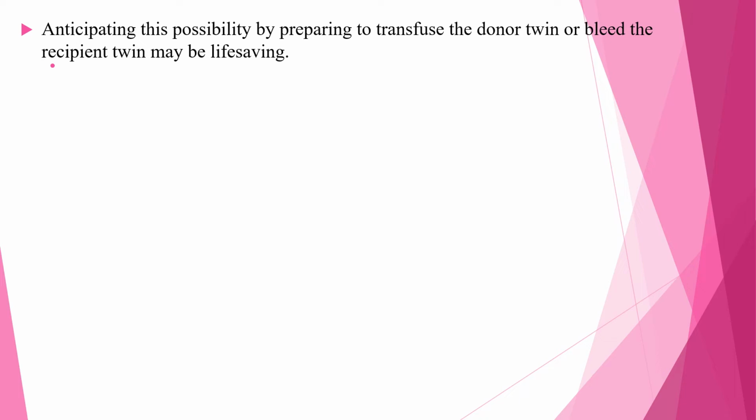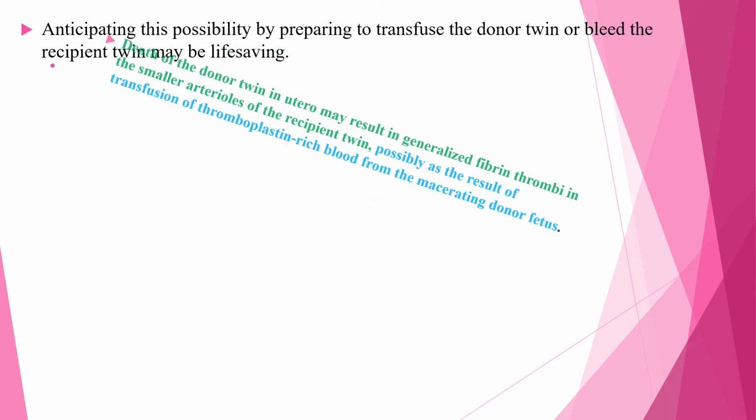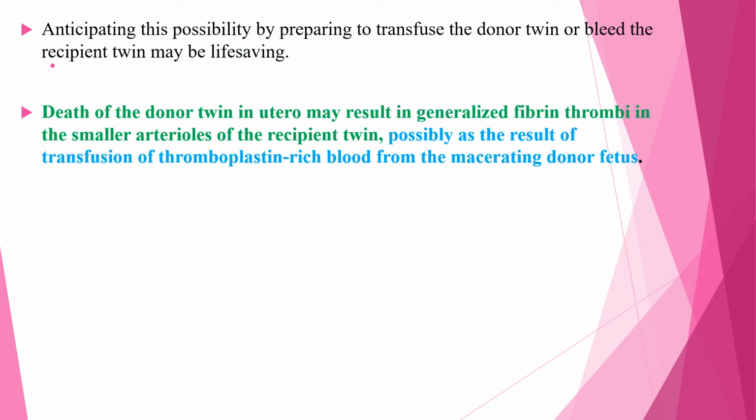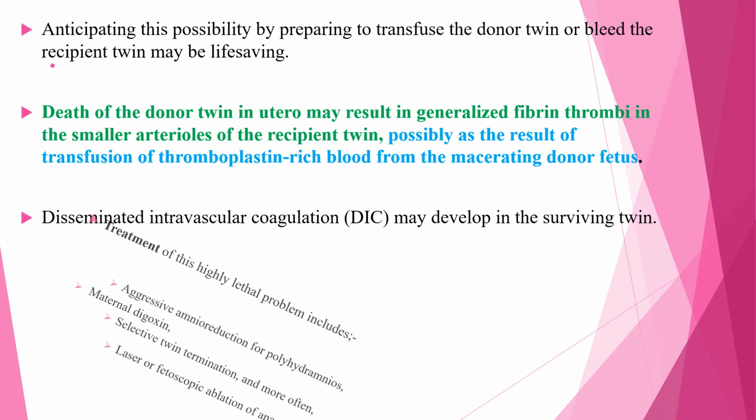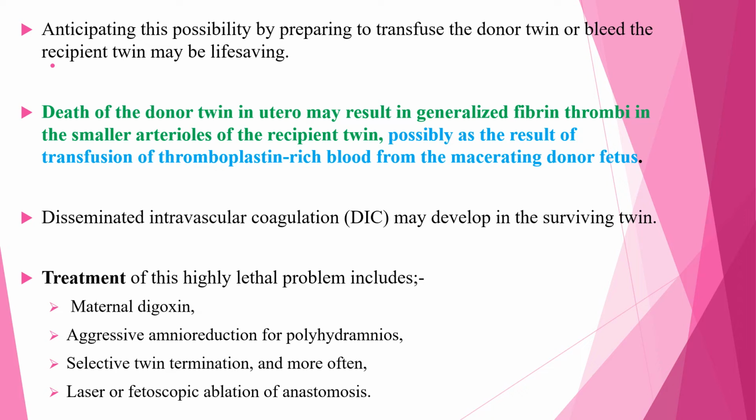Anticipating this possibility by preparing to transfuse the donor twin or to bleed the recipient twin might be life-saving. Death of the donor twin in utero might result in generalized fibrin thrombi in the smaller arterioles of the recipient twin, possibly as a result of transfusion of thromboplastin-rich blood from the macerating donor fetus. Disseminated intravascular coagulation might develop in the surviving twin. Treatment of these highly lethal problems includes maternal digoxin, aggressive amnioreduction for polyhydramnios, selective twin termination, or more often, laser or fetoscopic ablation of anastomosis.